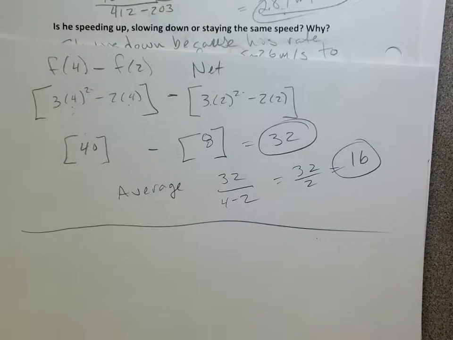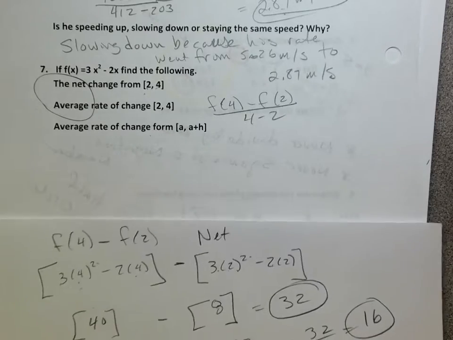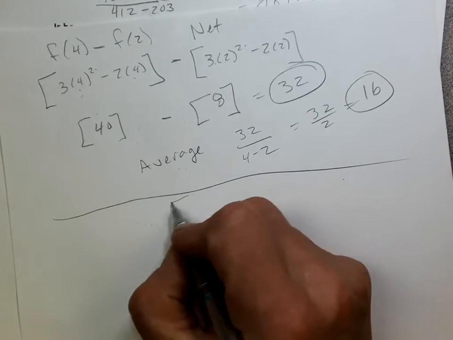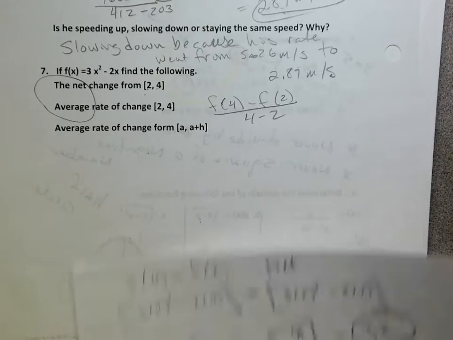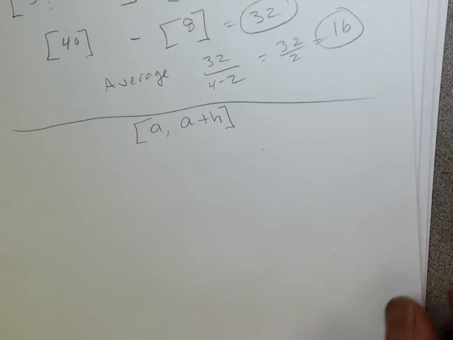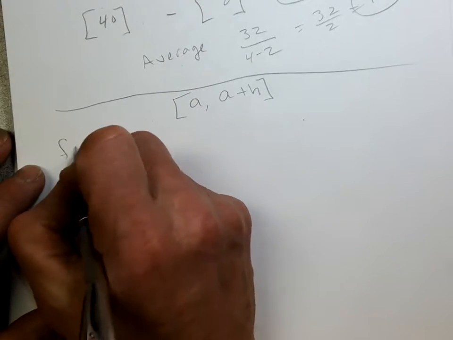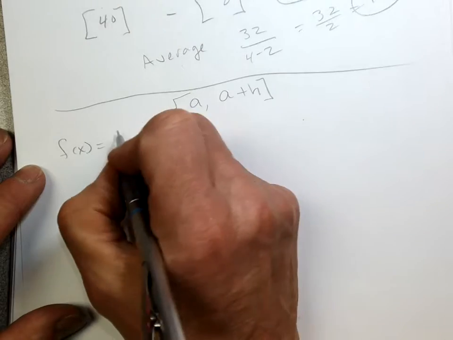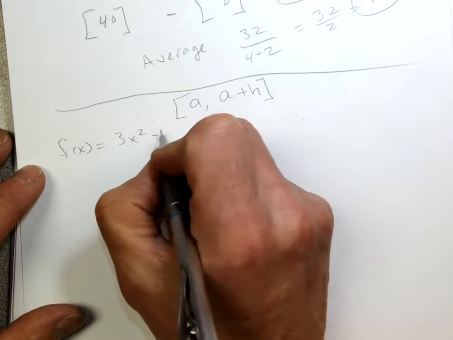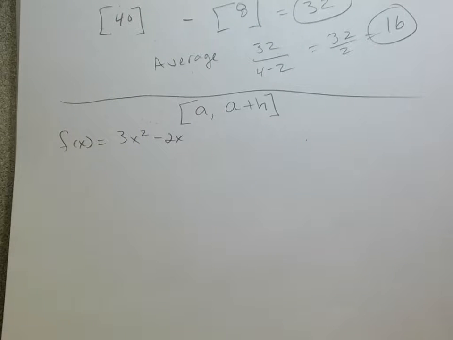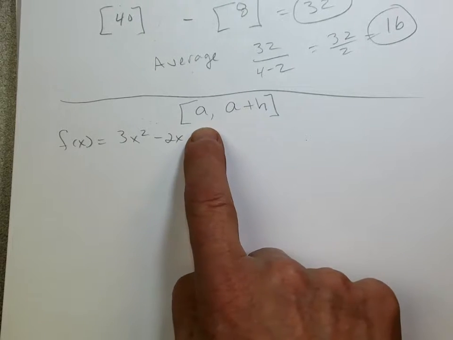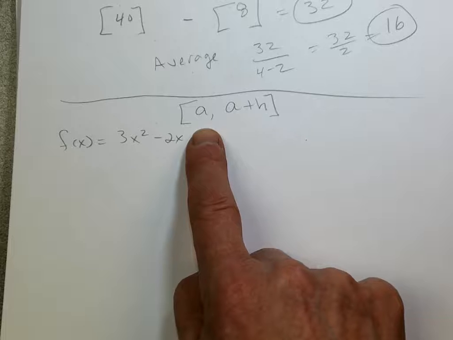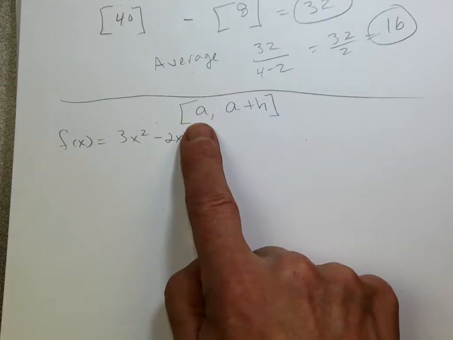Here we go. So let's do the average rate from a to a plus h. Okay? All right, here we go. I'll go slowly. So we have f of x equals my 3x squared minus 2x. Okay? So first, I'll say all three of them, then I'll do it. I'm going to plug in a plus h. Then I'll plug in a, subtract them, right?